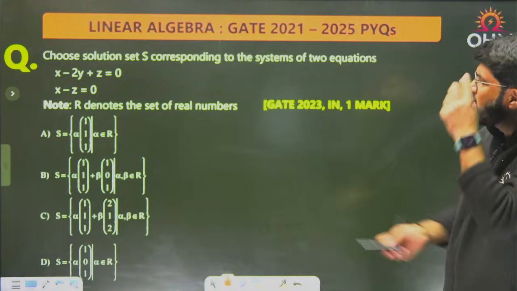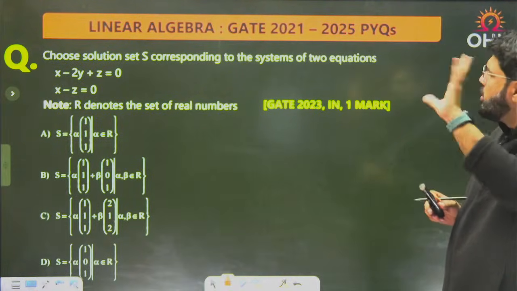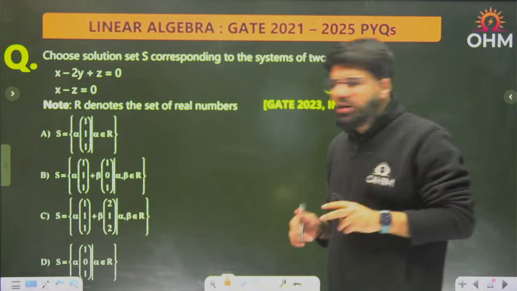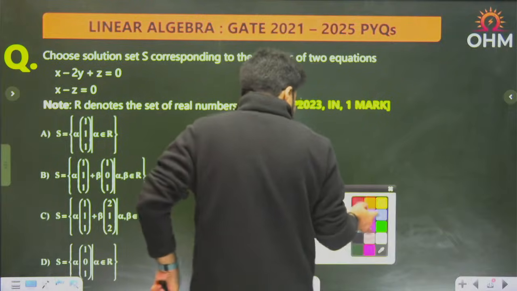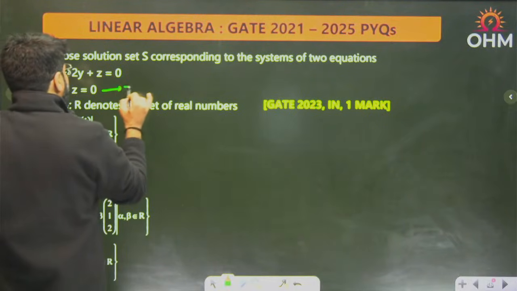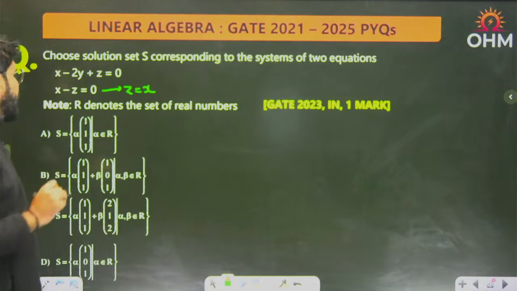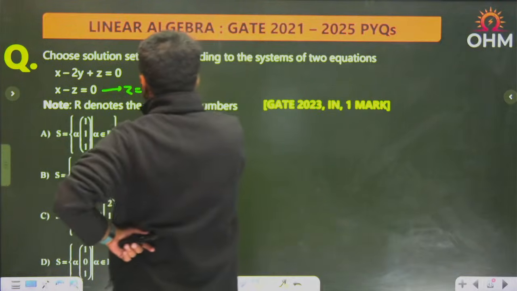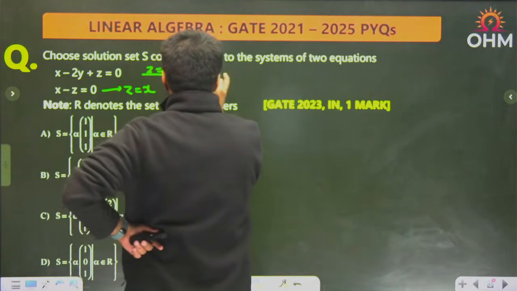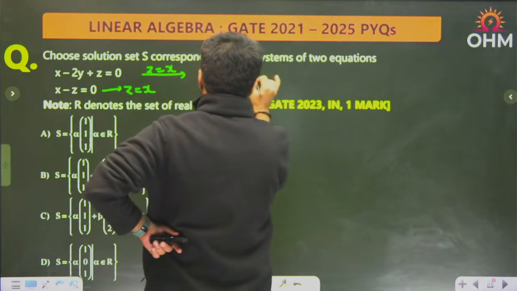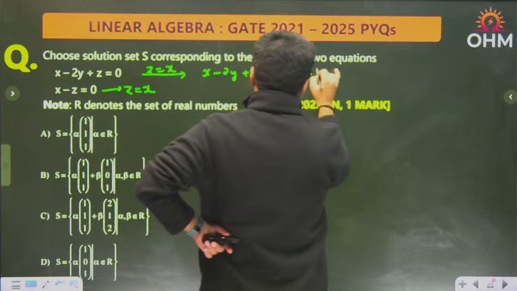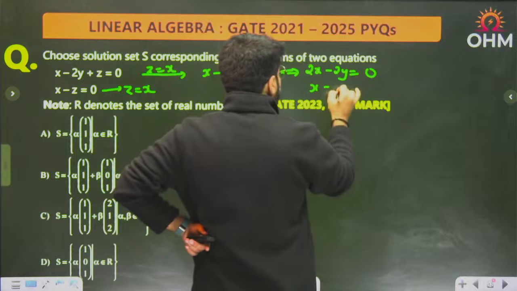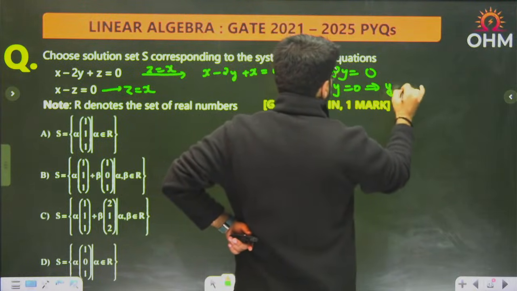See what is there in this question. Choose the solution set corresponding to the system of 2 equations. Only 2 equations are given, 3 variables. From the third equation, x minus z is 0, so z equal to x. Substituting this in the first equation, the equation becomes x minus 2y plus x equal to 0, which means 2x minus 2y is 0. You can cancel 2, which means x minus y equal to 0, so y equal to x.